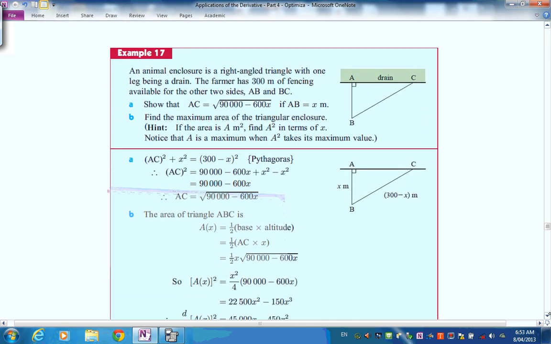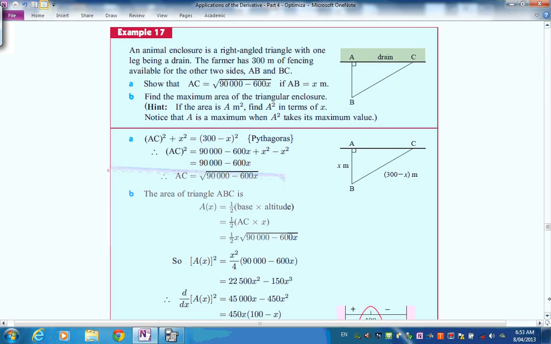Let's do another example. This one is a practical problem. We've got an animal enclosure, a right angle triangle with one leg being a drain, so one side there, and we've got 300 metres of fencing. This is a little bit more of a staged problem. So show that AC squared is that, if AB is x, so start to write that on the diagram here. This is x.